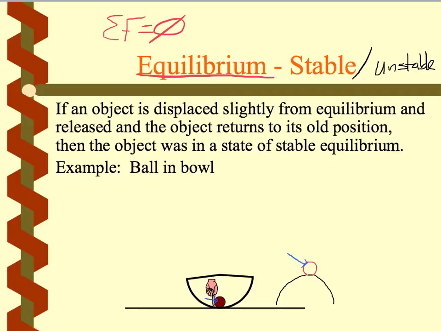If an object is in stable equilibrium and it is displaced slightly and released, the object will simply return to its old position. For example, if we had a ball in this bowl and were to put a force on it with this finger and displace it, the ball would go up and then it would naturally go back down to its lowest energy level. This would be stable equilibrium.